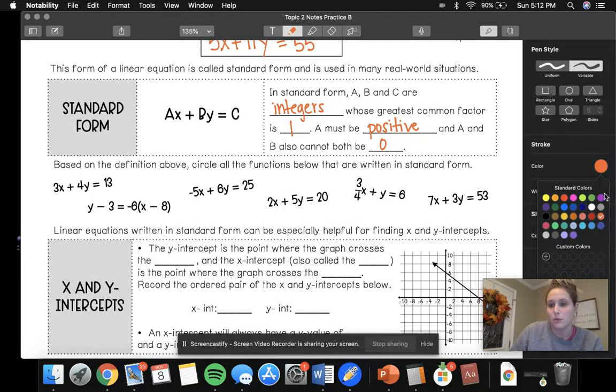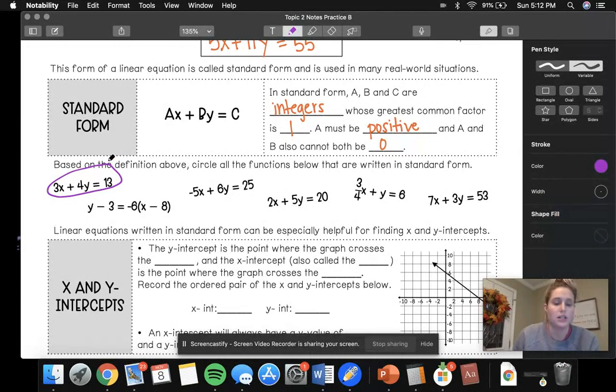So we're going to go through each and see if this is in standard form or if it's not in standard form. For this one, 3x plus 4y equals 13. The first thing is a, b, and c are integers. Yes. A is positive. Yes. And a and b are not 0. So this is an equation in standard form. This equation does not match this at all. So this is definitely not in standard form. That's actually in point slope form.